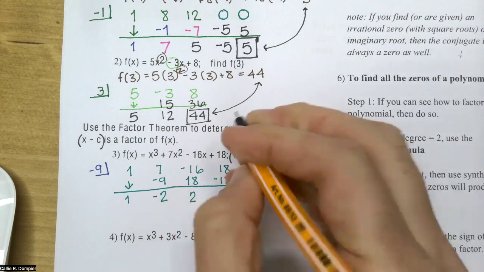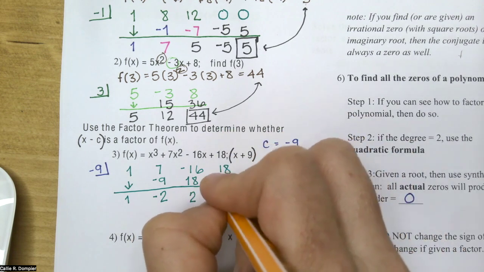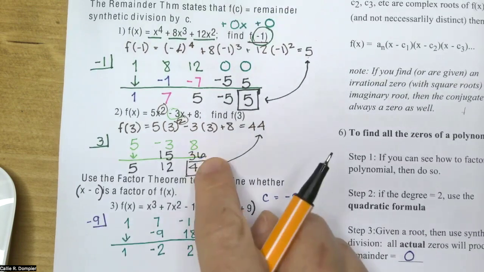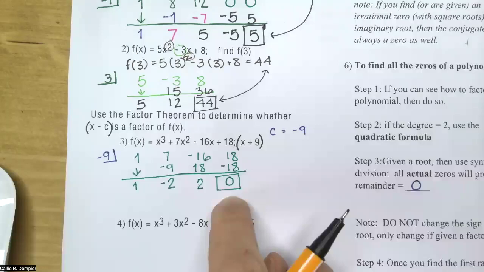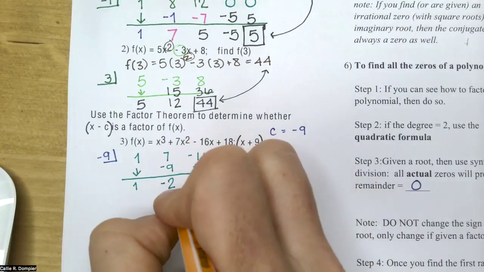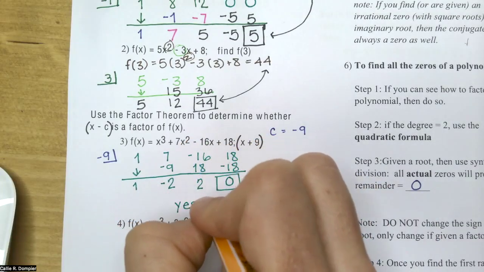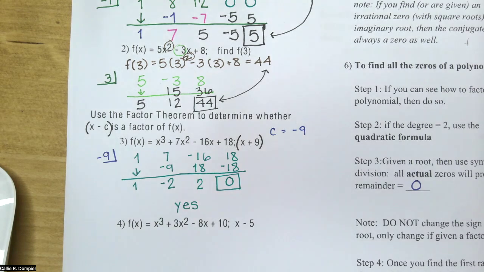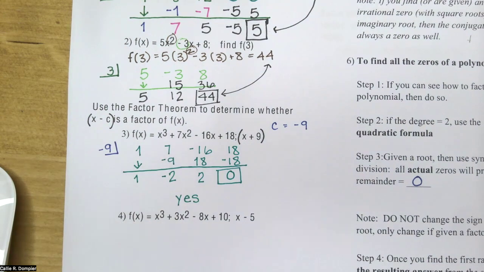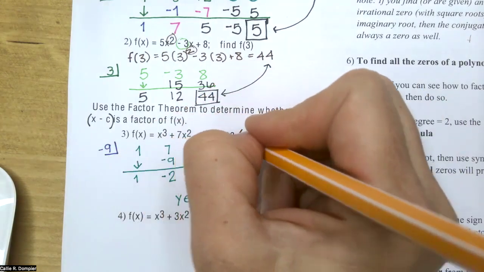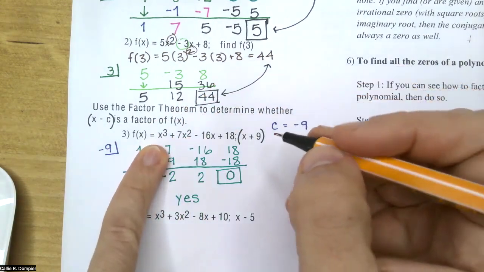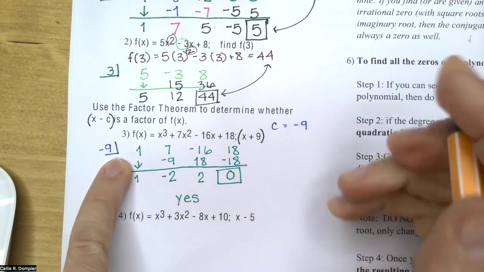So if the remainder is 0, here the remainder was 44, here the remainder was 5. If the remainder is 0, it is a factor. So yes. You can also check it by just plugging in -9, right? So let's take all of these and just replace x with -9, okay?